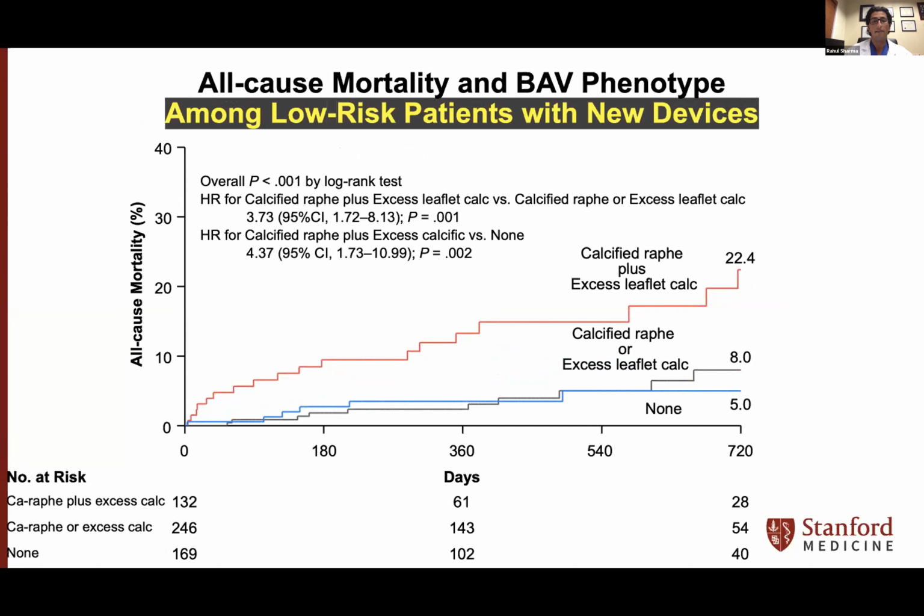Now, again, this study was over quite a few years. It's a large registry. And so what they teased out was what is the more contemporary and therefore relevant information. So looking at low-risk patients with newer generation devices. And what we found is that group where the valve looked the worst, that is that had calcified RAFE plus excess leaflet calcification, they did the worst with a significantly higher rate of all-cause mortality based on that bicuspid phenotype.